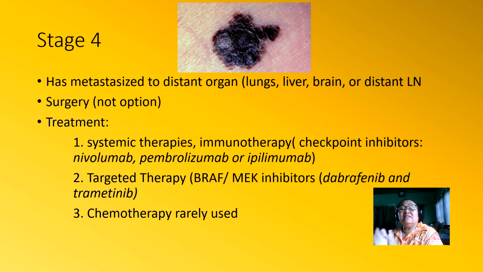So we will discuss stage four. It's already a metastatic melanoma, and the cancer has spread to different organs, such as the lungs, the liver, the brain, or the distant lymph nodes. And the treatment is primarily systemic therapy. So what are those systemic therapies?